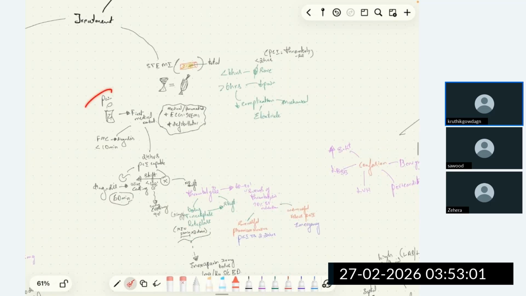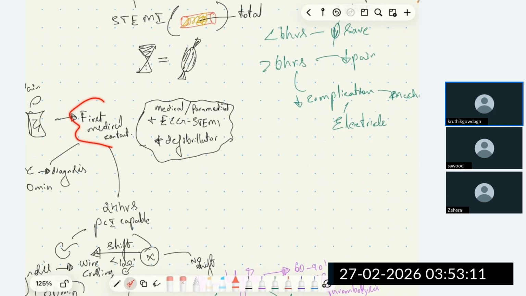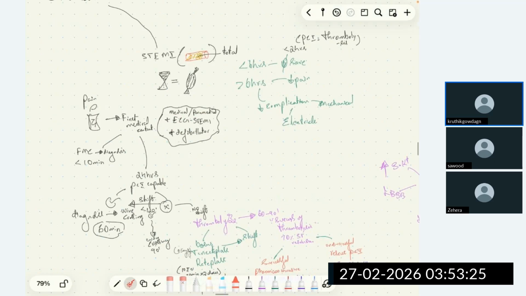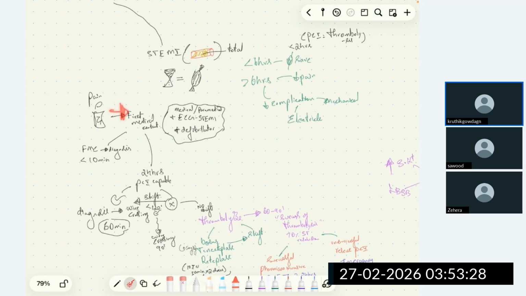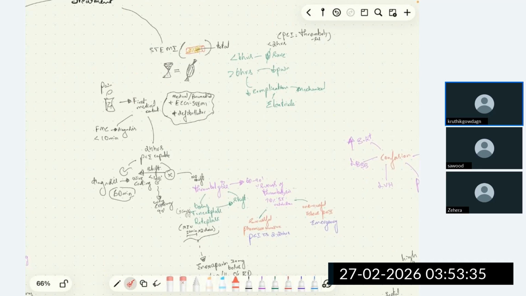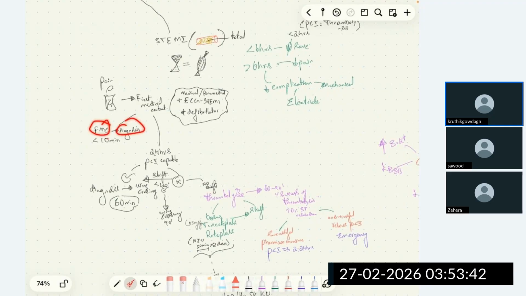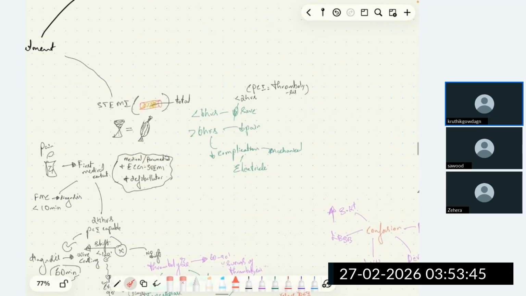If the patient presents with pain, the first medical contact will do ECG. The first medical contact is the person, medical or paramedical, who knows how to read ECG and how to use a defibrillator. First, the patient will have pain. He will go to the nearest center where he meets the first medical contact. And if the patient has the facility, the time between first medical contact and diagnosis should be less than 10 minutes. Before that, time is muscle in case of ST elevation MI.